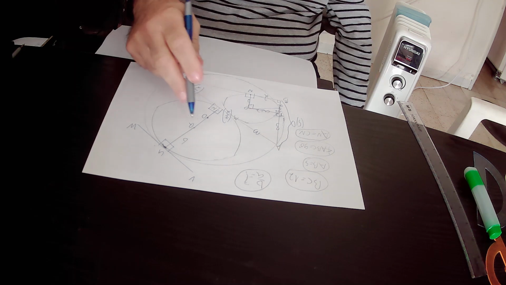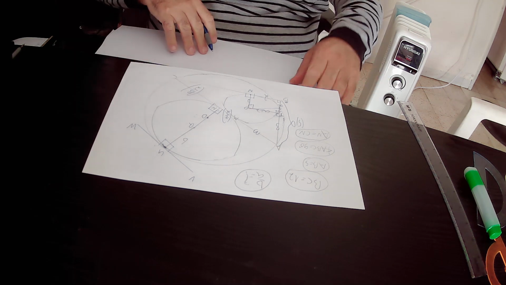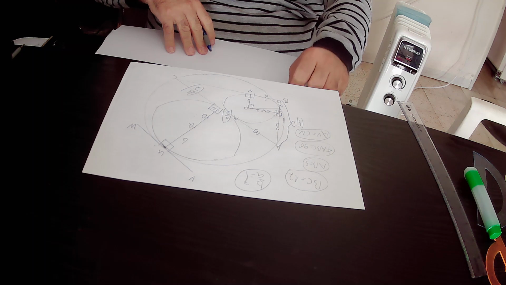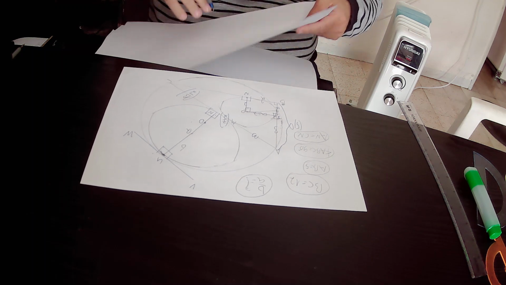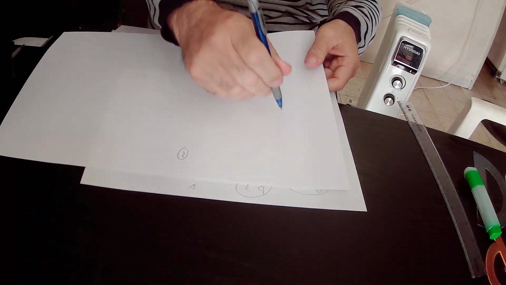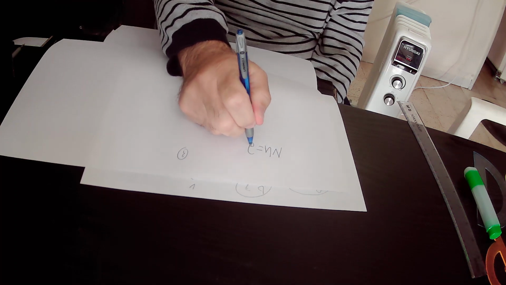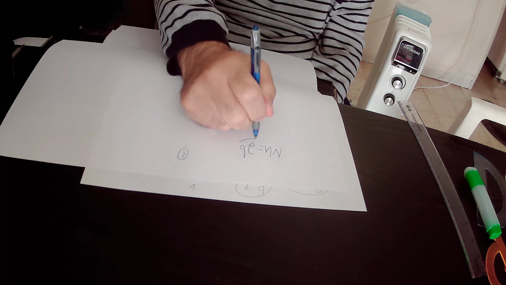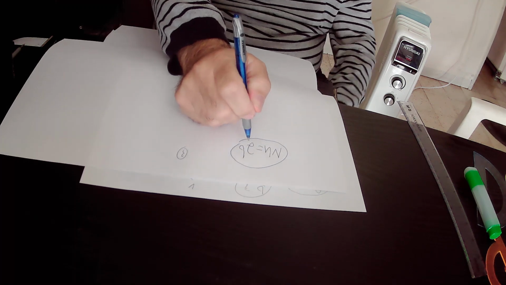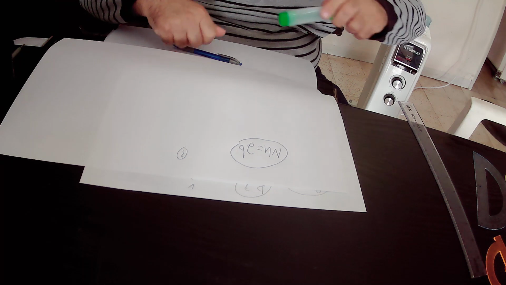But the radius of this circle equals b. Therefore, the diameter of any circle is twice as long as the radius. Therefore, NU, that is the diameter of the circle, must be equal to 2b. NU equals 2b.